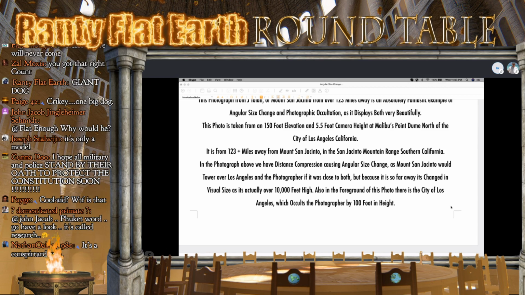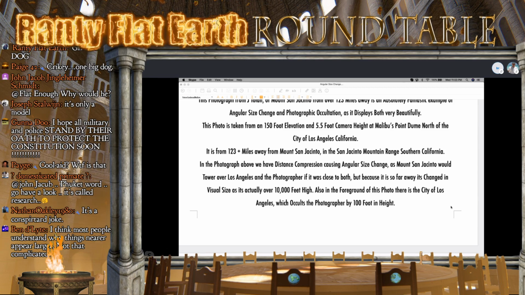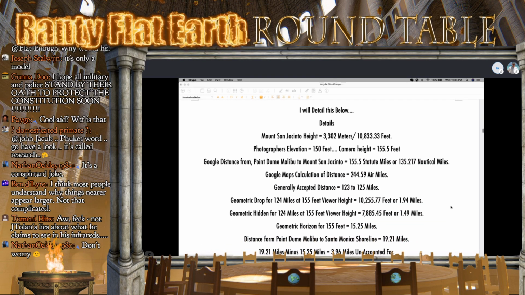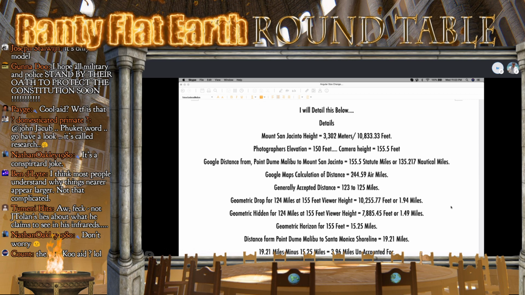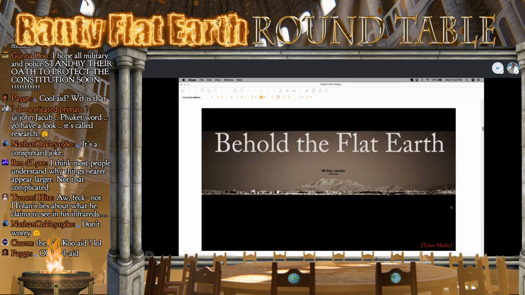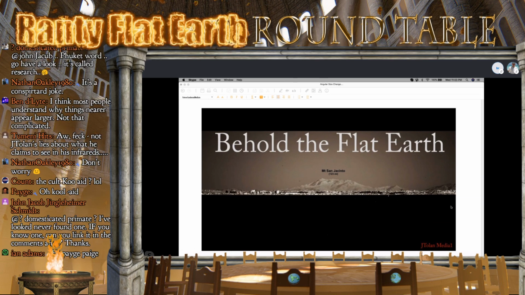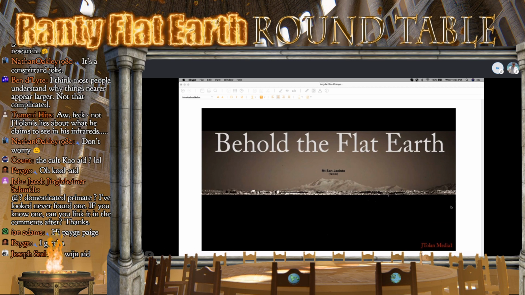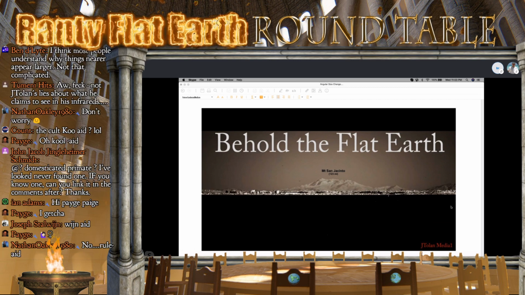Also in the foreground of this photo, there is the city of Los Angeles, which occults the photographer by 100 foot in height. So when Jay Tolan was taking his observation here of Mount San Jacinto, it is about 124, I think it is, miles away from him. He has 123 down here, but I've seen it at 127 and so on. I worked it out at about 124, but it doesn't matter because I'm going to show something later that will throw a spanner in the works.